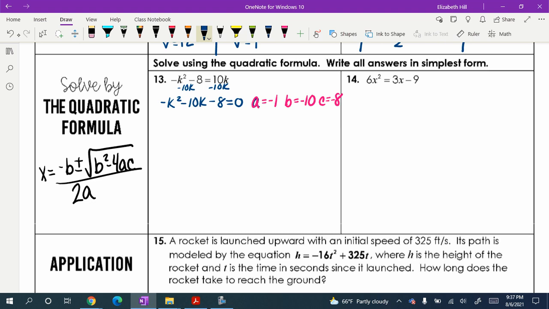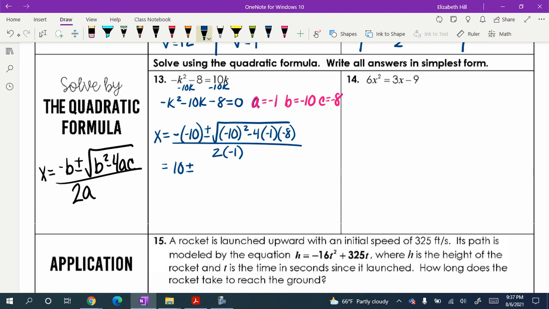So now it's plug and chug. So x equals negative b, so that means negative of negative 10, which will make it positive, plus or minus the square root of b squared, negative 10 squared, minus 4 times a, which is negative 1, times c, which is negative 8, all over 2a, so 2 times negative 1. All right, so that negative of negative 10 makes that positive 10, plus or minus.